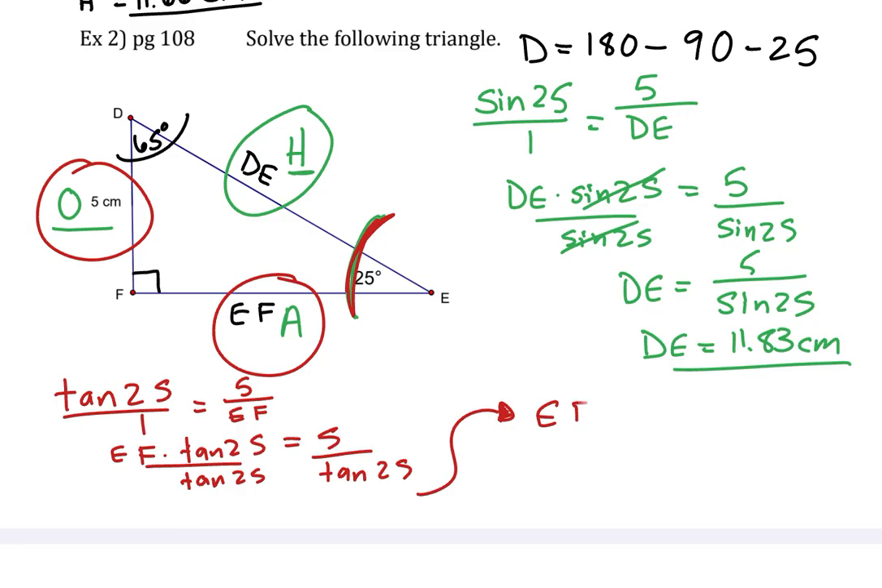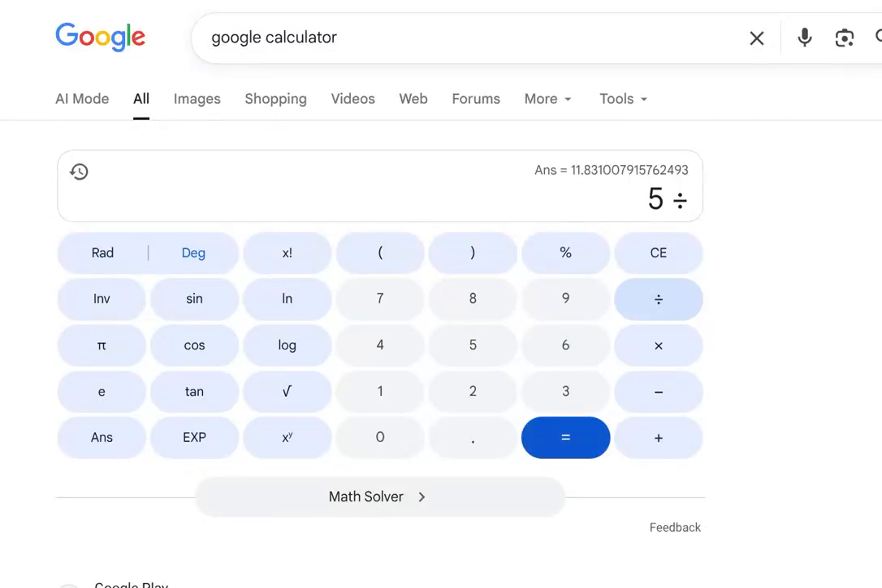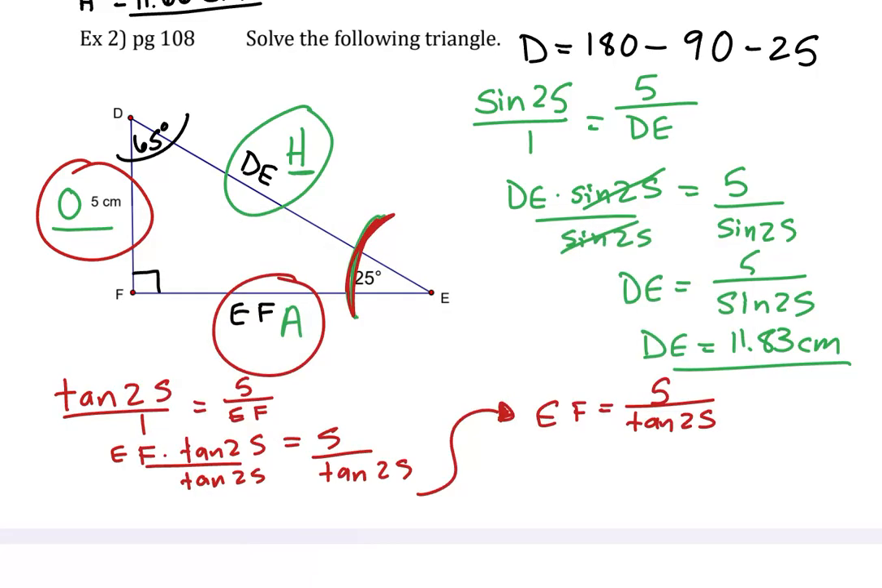So we're left with EF equals 5 divided by the tan of 25. I'm going to use my calculator here. 5 divided by the tan of 25, I get 10.72. EF equals 10.72, which makes sense because 65 is a bigger angle than 25. So the side that's opposite the 65 degree angle will be bigger than the side opposite the angle of 25. Fantastic, so we just solved it. We know all the angles in the triangle and we know all the sides.